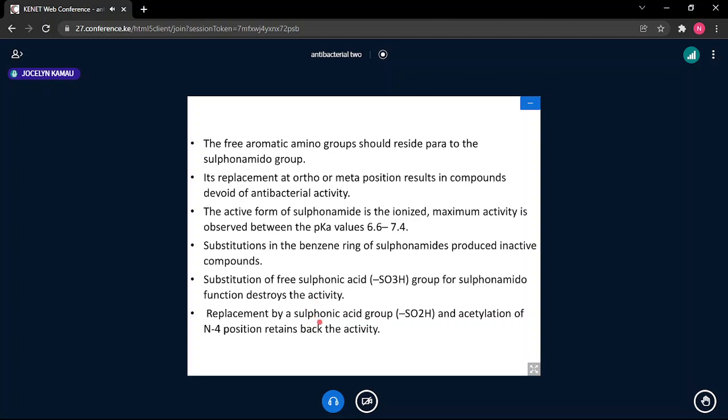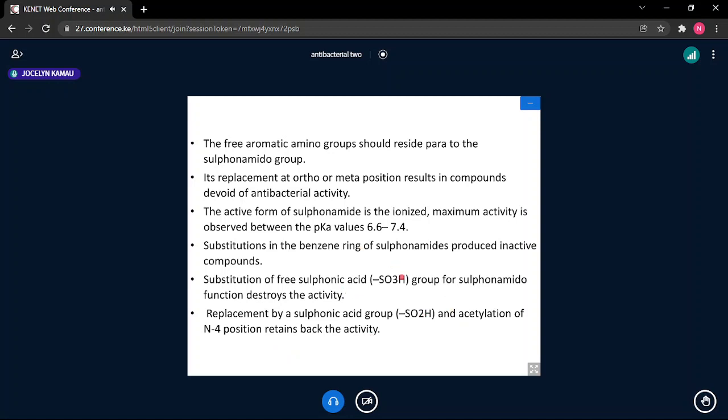Still is acceptable. So replacement by a sulfinic acid group, which is the SO2H. SO2 is S double bond O, hydrogen. So S double bond O, S double bond OH. That is the sulfonic acid. And acetylation of the N4 position retains back the activity.